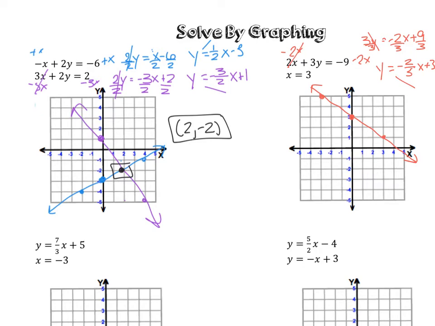And let's try some Christmas colors here. This one is x equals 3. Now remember, there's no y. And so when there's no y, we put a dot at 3. Draw the line straight down. And here's where they intersect. That is at 3 on the x, 1 on the y.